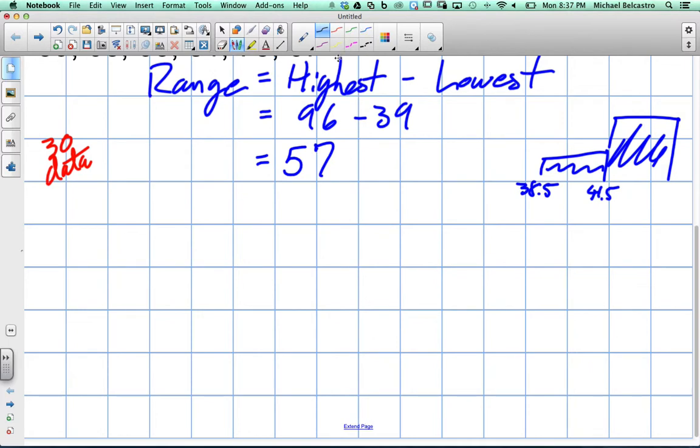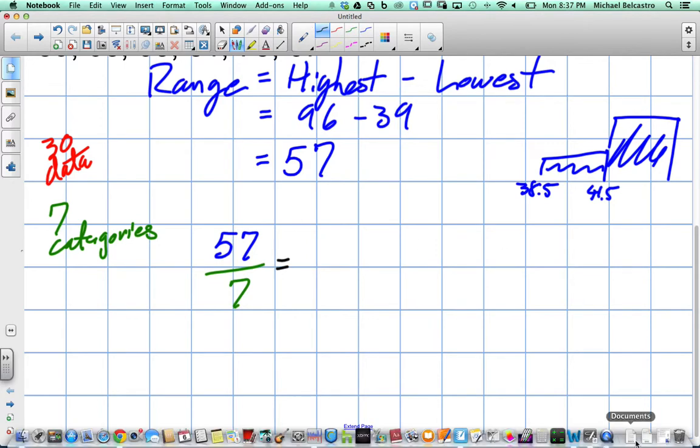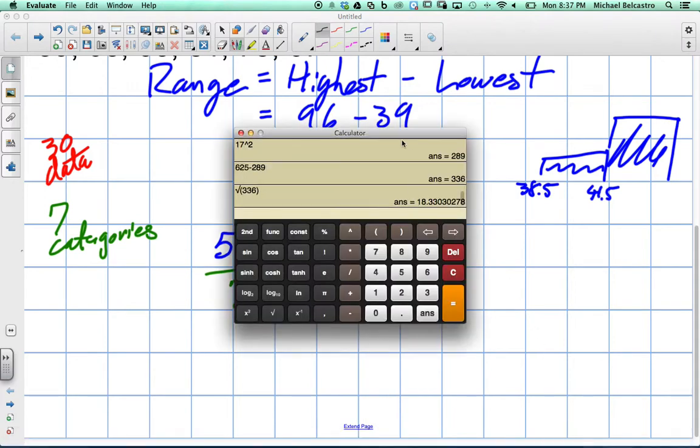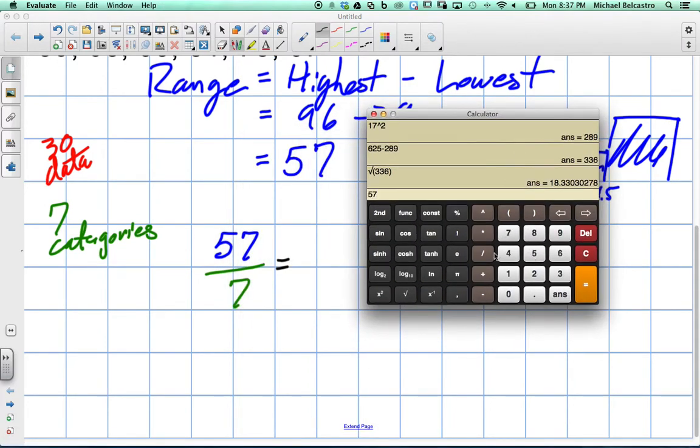So we got to figure out how large the range is in each category. So we're going to have 7 categories. Okay. So in order to do that, we take our total range, and we're going to divide by our 7 categories. And that's going to tell us roughly how big our range should be. In this case, now it's not going to go in evenly. 8.4. So what we can do is, because we'll work much better with whole numbers, we can make our ranges 9 if we like.